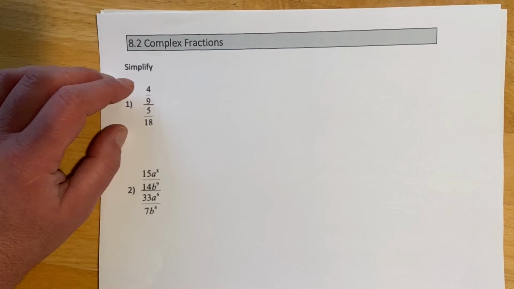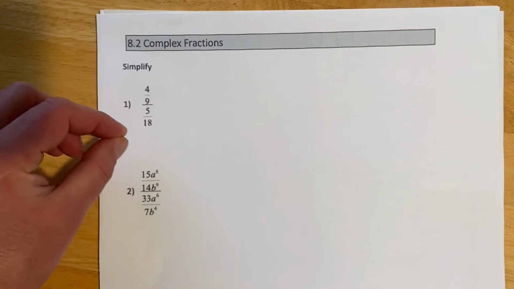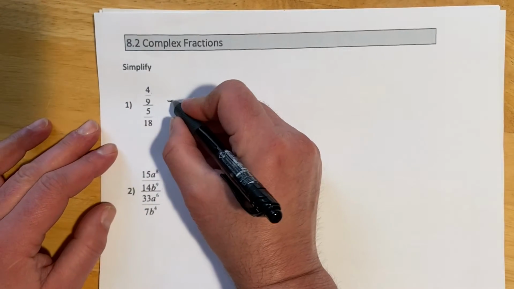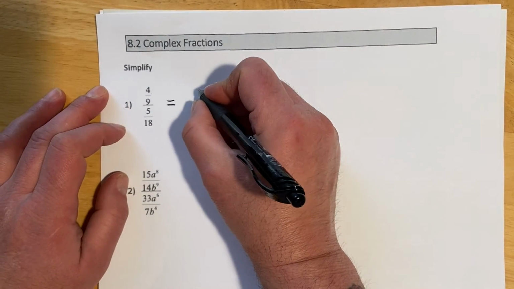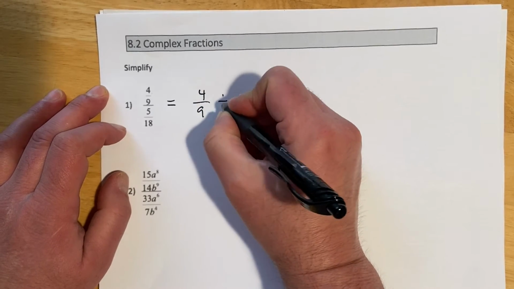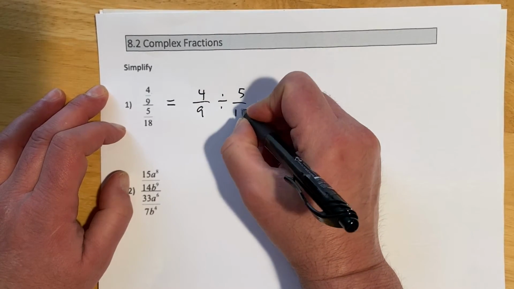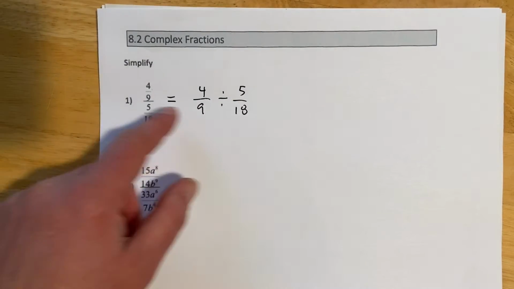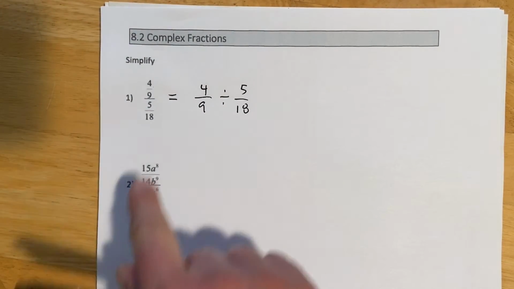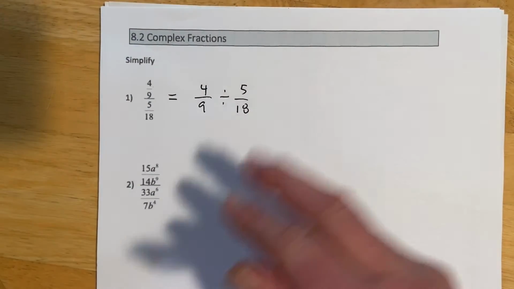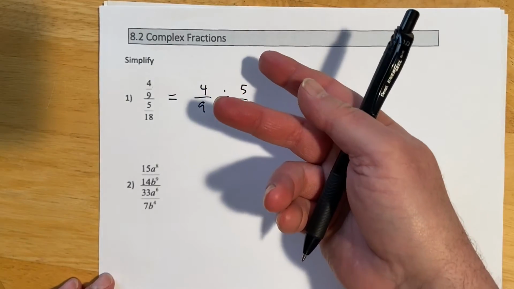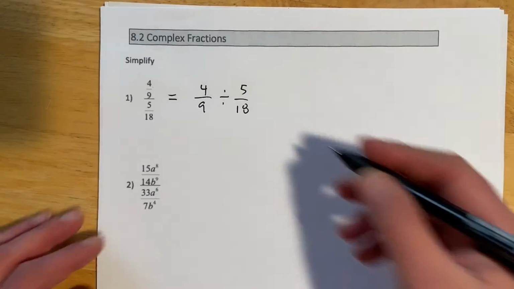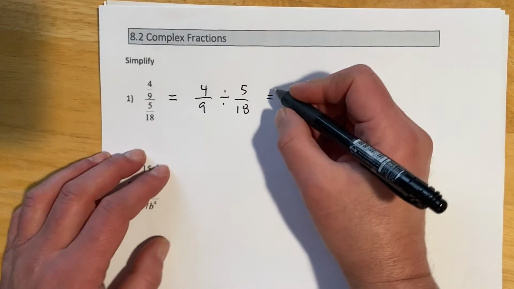So for this first problem, this says 4/9 divided by 5/18. Let me rewrite what I just said: 4/9 divided by 5/18. Those are the exact same problem. If it's written as a stacked fraction, it looks scary. If it's written this way, it looks like something we've done. We just take the reciprocal of the second one, then factor, cancel, and multiply if we have to.